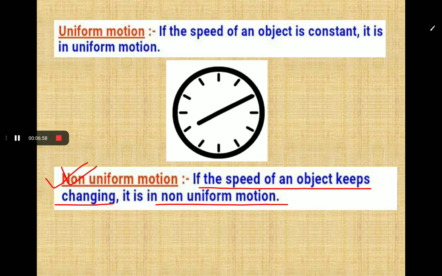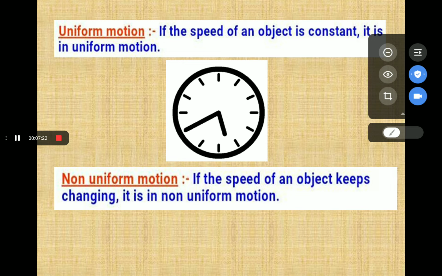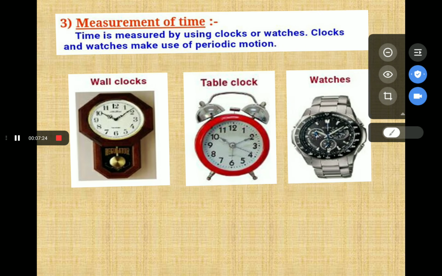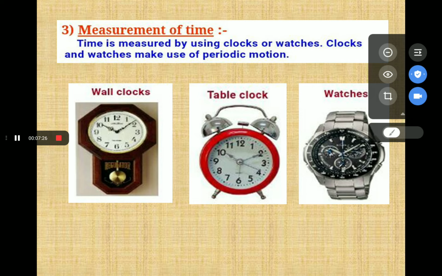That means at the initial position, the speed of your car is high, and after some time, the speed of your car is slow, or your car has just stopped. So the speed of your car keeps on changing. That type of motion is called non-uniform motion. You can also give so many examples of non-uniform motion. Now, in the next slide, the topic is measurement of time.